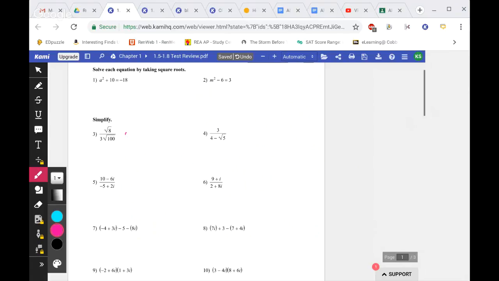Yes. This one's pretty easy actually, because here you're just going to do 3. What's the square root of 100? It's 10. So that's going to be this. Does that make sense? Yes, it does. That's how you would simplify that one.